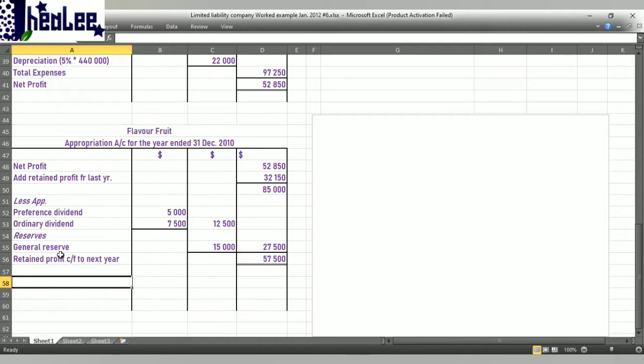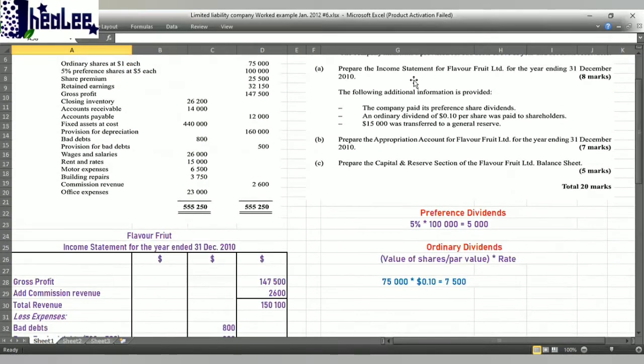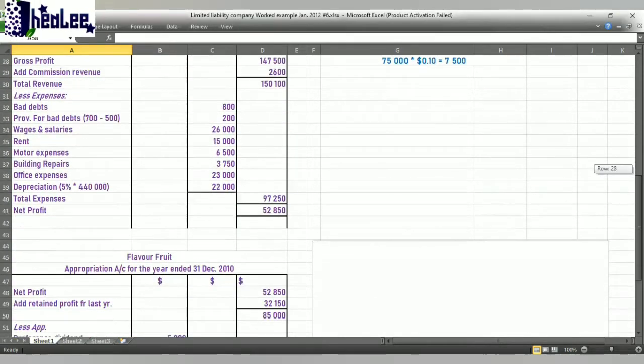There are other reserves. Based on this question, there was only one general reserve, but you have fixed asset replacement reserve, you have foreign exchange reserve, etc. Those reserves would be listed right here. And remember, only if they're provided in the additional information, or they say provide for general reserve, etc., then of course you put them in your appropriation.